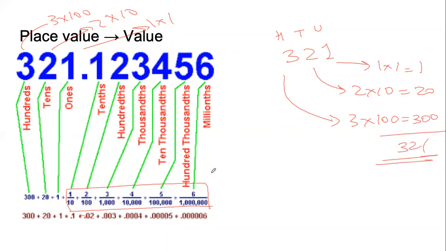This is the basic system of decimal number. So if we extend the same logic to the right hand side of the decimal, we just now studied that 1 is actually 1 by 10, 2 is actually 2 by 10, 3 is actually 3 by 100, 4 by 1000, 5 by 10,000, 6 by 1 lakh. And when we add all those values, we will get 321.123456.